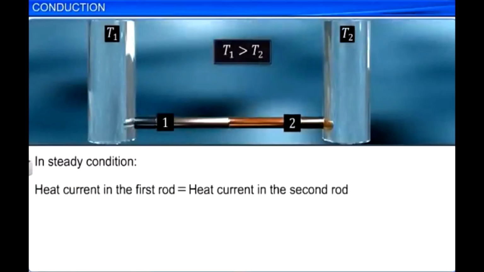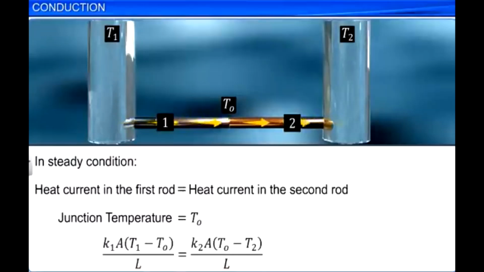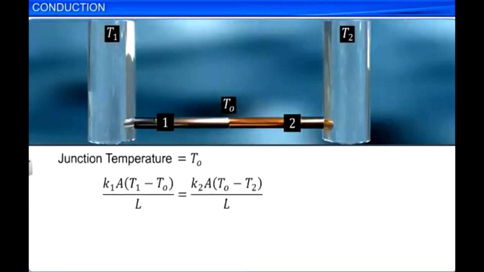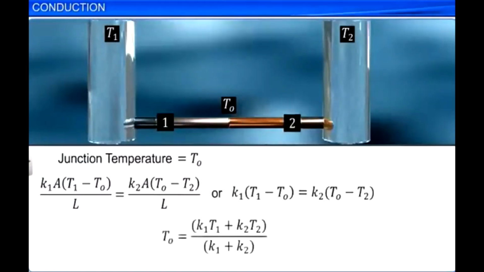In a steady state, heat current in the first rod is equal to heat current in the second rod. If the junction temperature is T0, then K1A into (T1 minus T0) by L is equal to K2A into (T0 minus T2) by L. Or K1 into (T1 minus T0) is equal to K2 into (T0 minus T2). The junction temperature T0 is equal to (K1 T1 plus K2 T2) by (K1 plus K2).